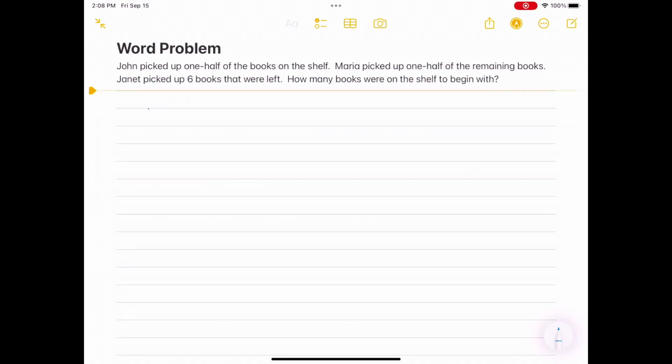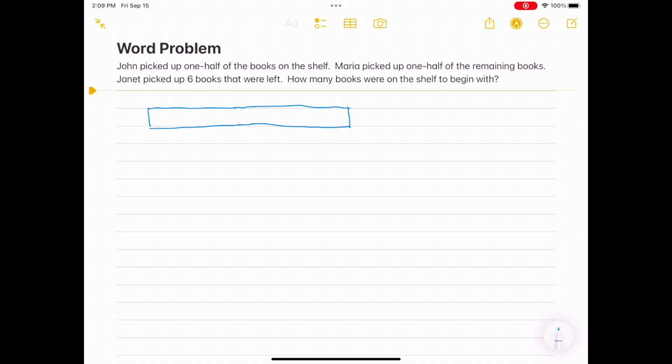John picked up 1/2 of the books on the shelf. Maria picked up 1/2 of the remaining books. Janet picked up 6 books that were left. How many books were on the shelf to begin with?